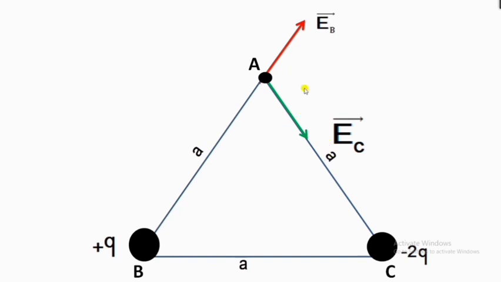Now we have got two vectors. Now I can find the magnitude using triangle law, and this will be our final electric field. We have to find the magnitude of this and direction.